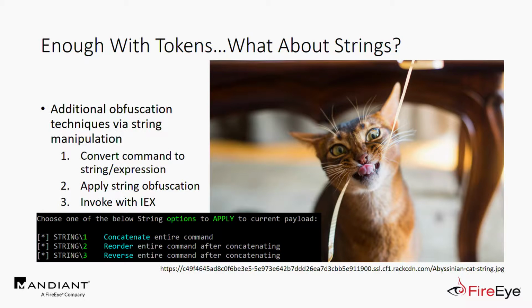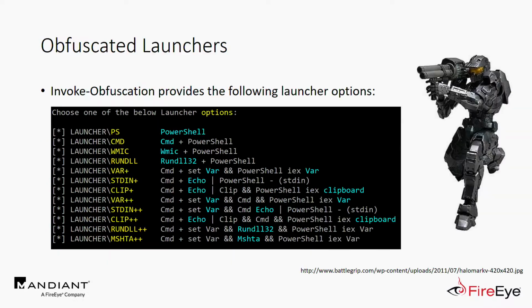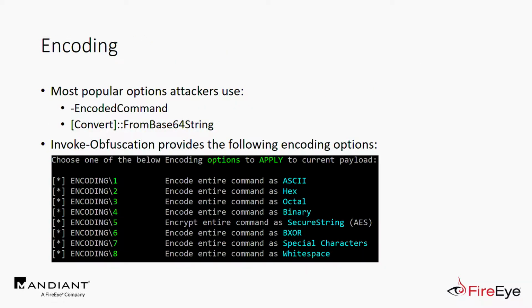So that was token layer obfuscation. String layer obfuscation, you can take the whole command and concatenate it, reorder it, completely reverse the command, and then reverse it again in memory. The third option is encoding. There's 8 encoding options. The last 2 were just released at Black Hat a month ago, using 100% special characters and then also white space and tab encoding. And we'll look at this just very, very briefly on Friday as well.